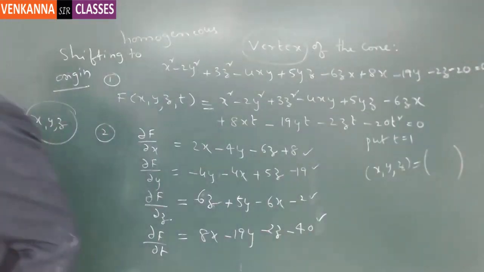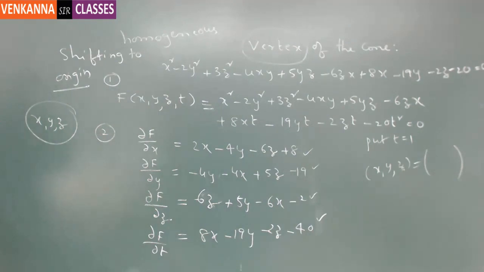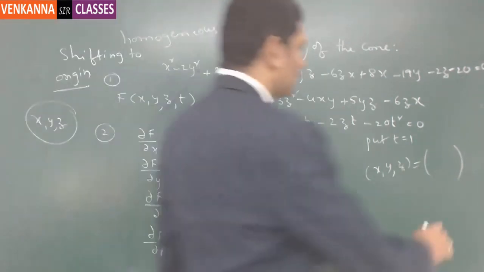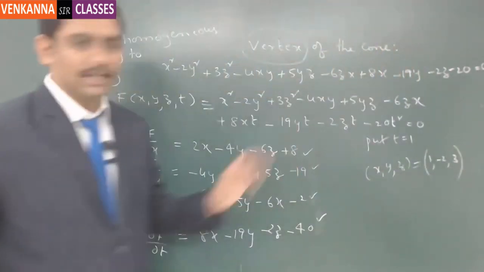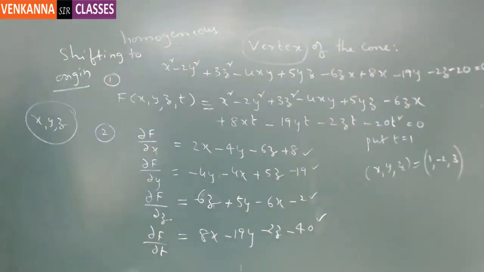Right? So on solving, you will get the vertex of the cone as (1, -2, 3). That was the idea. The procedure is given like that. You take a note of the procedure.